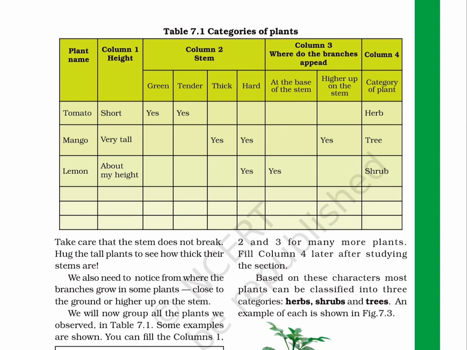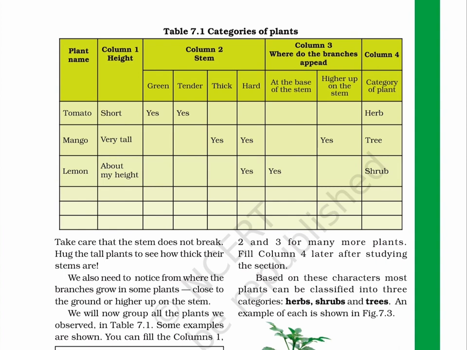Table 7.1 Categories of plants. The table is divided into different columns named as Plant Name, Column 1 Height, Column 2 Stem, Column 3 Where do the branches appear, Column 4. Column 2 is subdivided into 4 categories: green, tender, thick, hard. Column 3 is also subdivided into 2, at the base of the stem, higher up on the stem.